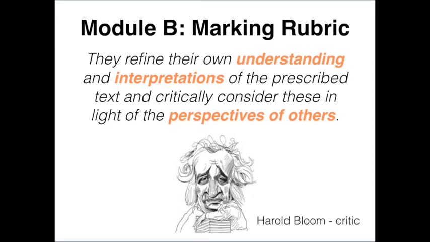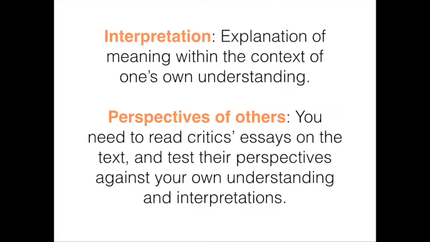The next sentence in the rubric states, they refine their own understanding and interpretations of the prescribed text and critically consider these in light of the perspective of others. This sentence directly asks you to read criticisms of your text. There are a variety of different places you can find these criticisms. Your school or university library, JSTOR, Google Scholar, etc. When you find an essay on your text, it will have quotes from other critics. You can then go and search for these other critics. You need to be like a detective as you're reading these critics' essays. You're on the hunt for ideas that affirm or challenge your own understanding of the text.